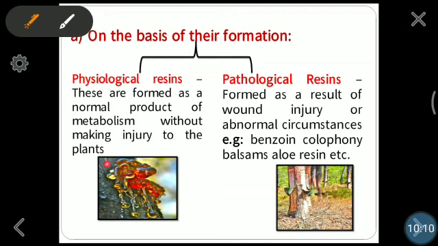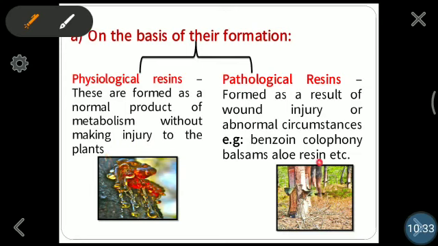When resins are formed in the plant, it creates a pressure, and when that pressure is exceeded, it creates a crack on that particular plant, and through this crack the resin oozes out, and it will look like this.